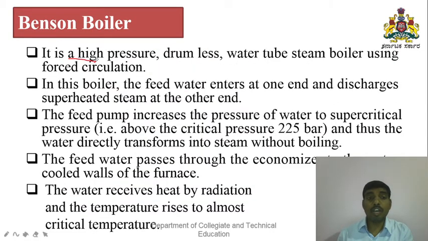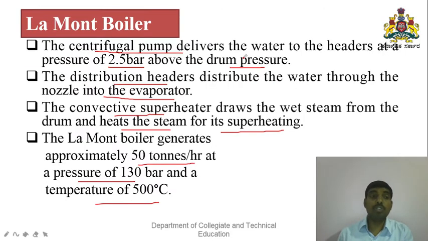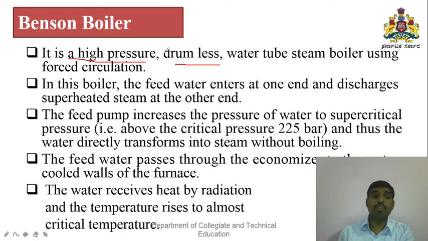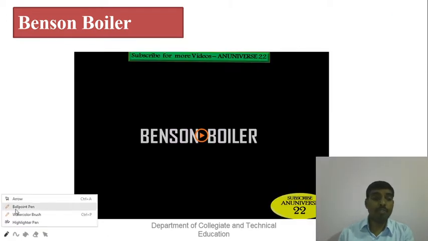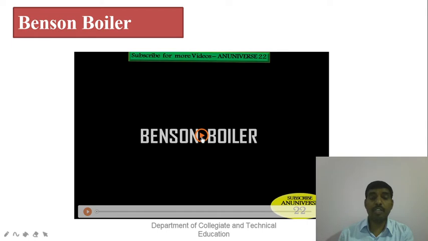So, and it is a high pressure and it's a drumless water tube boiler. So this is about the Lamont boiler. Next, move on to the Benson boiler. Before getting to the Benson boiler, dear students, I have given a small video. Please watch this video. You will have some idea while watching it.